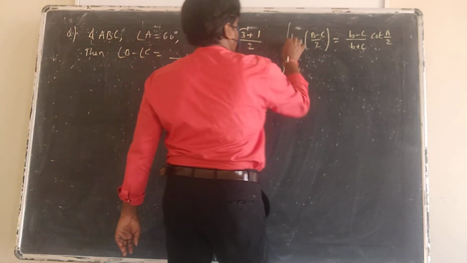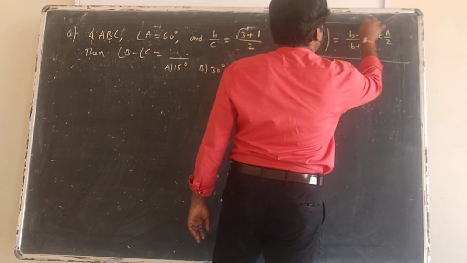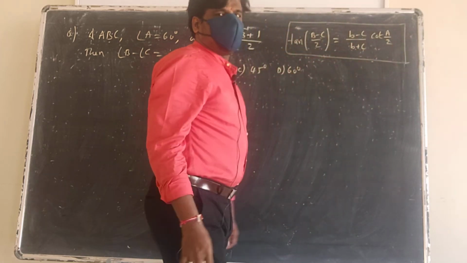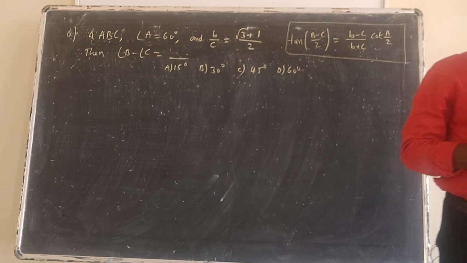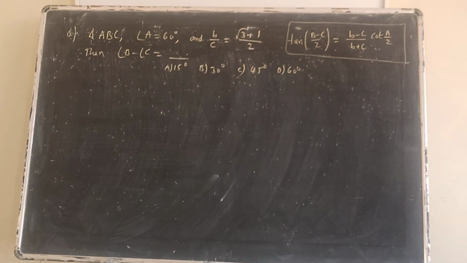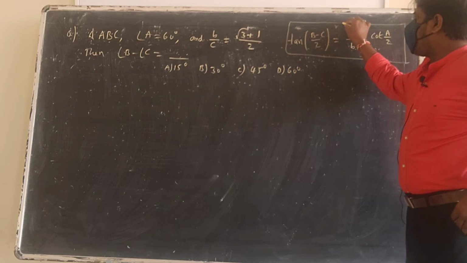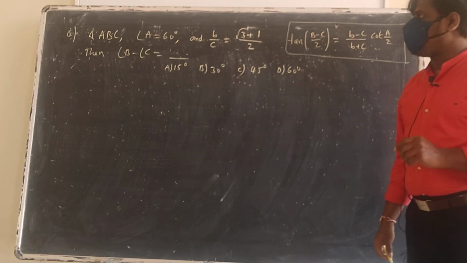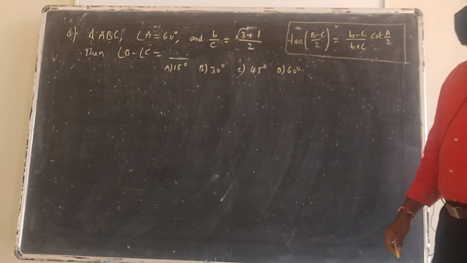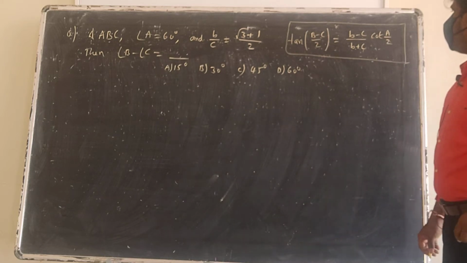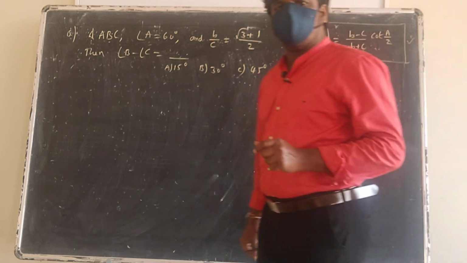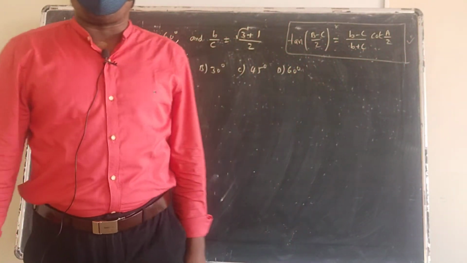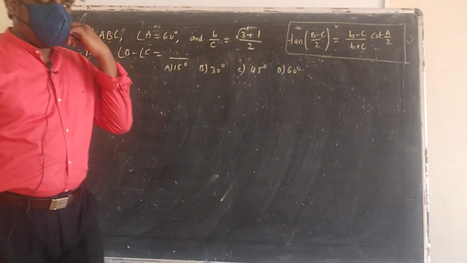Yesterday I explained Napier's analogy or tangent rule. I gave three formulas. Just now I wrote one formula: tan of (b minus c) by 2 is equal to (b minus c) by (b plus c) into cot of A by 2. This is called the tangent rule, or Napier's analogy, right?